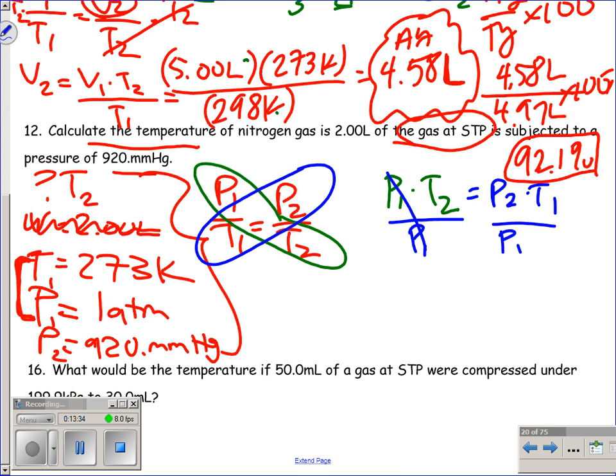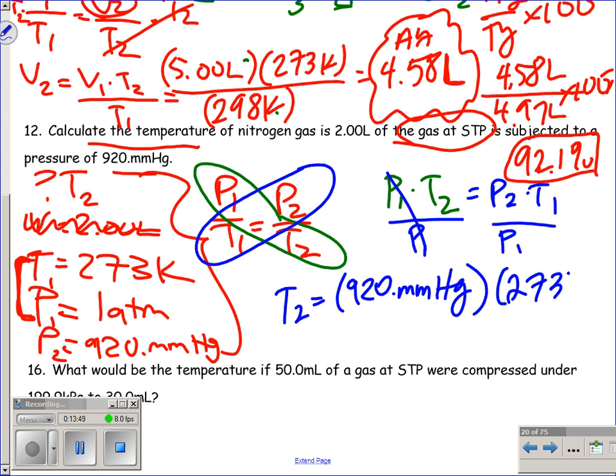Now we can plug our variables in. T2 is equal to, what's P2? 920 millimeters of mercury. What's T1? 273 Kelvin. And then what's P1? 1 atmosphere. Okay, so this is where we're like, oh no, 1 atmosphere and millimeters of mercury. You can't use those both because they're not the same pressure units. They won't cancel. If you're not writing your units, you may not notice that. So now you know what that 1 atmosphere is. It's 760 millimeters of mercury.